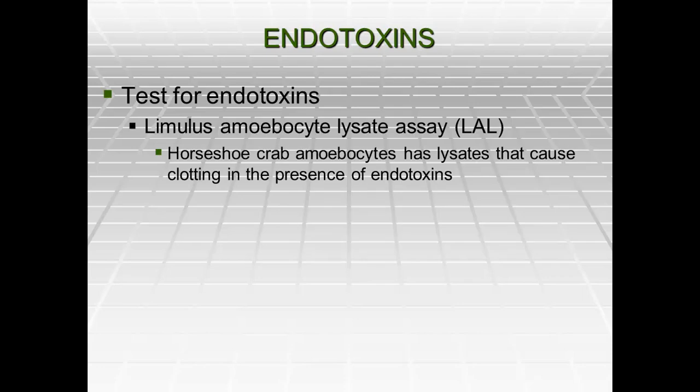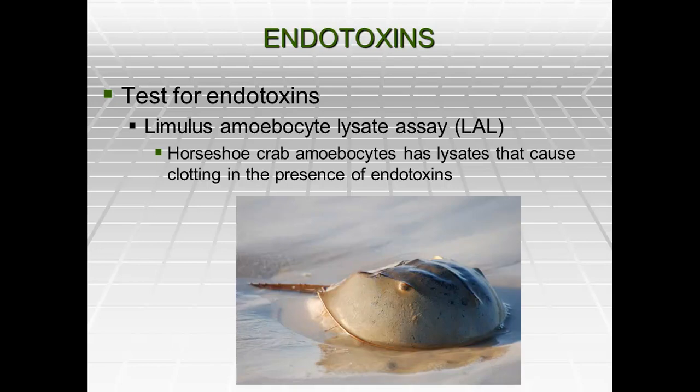So how do we test for endotoxins to avoid those serious problems? Well, we can do what they call the limulus amoebocyte lysate assay, LAL. Horseshoe crabs. Does everybody know what a horseshoe crab looks like? Here's what it looks like. A horseshoe crab has amoebocytes, and these amoebocytes have lysates. And those lysates can cause clotting in the presence of endotoxins. So, if a patient has an endotoxin, we could do this test to determine if they do have this gram-negative bacteria, and if they do, we might want to prescribe another type of antibiotic that does not lyse the cell wall.